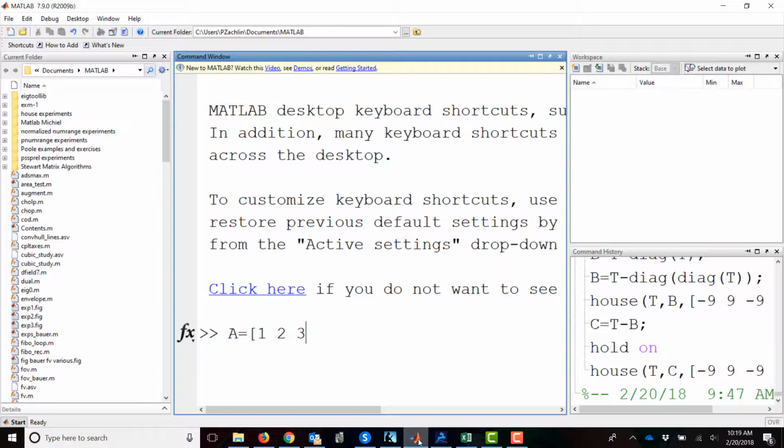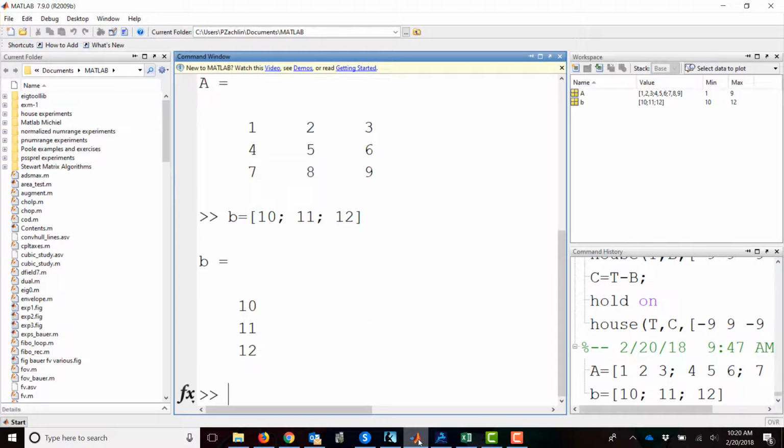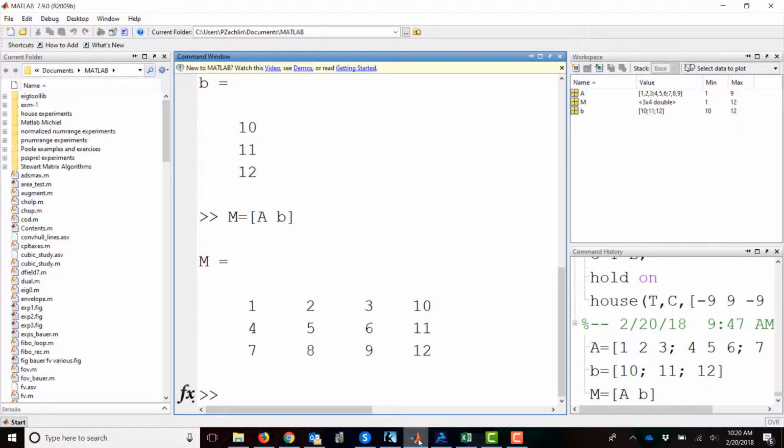So A equals 1, 2, 3, 4, 5, 6, oops, 1, 2, 3, then 4, 5, 6, then 7, 8, 9. And then my B is going to equal, well, 10, 11, 12. Oh, wait a minute. There's a couple ways I could have done that, but I could have just pressed transpose. That would have taken care of it. But I did this. And now matrix M is going to be A with a B next to it. So I have the augmented matrix, and let me reduce row echelon form M.